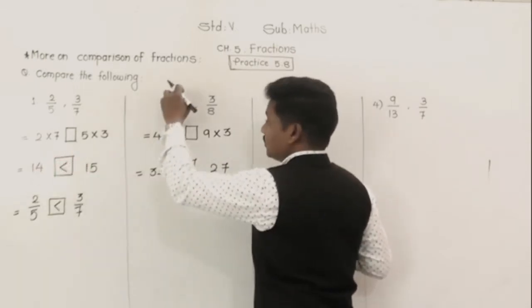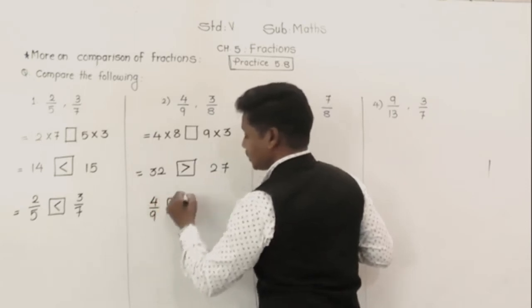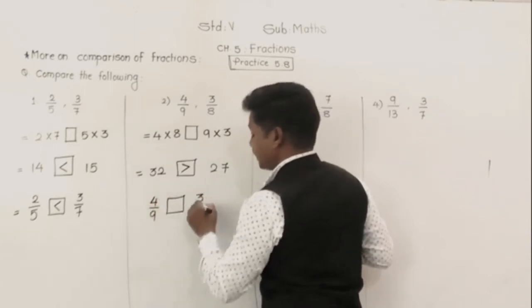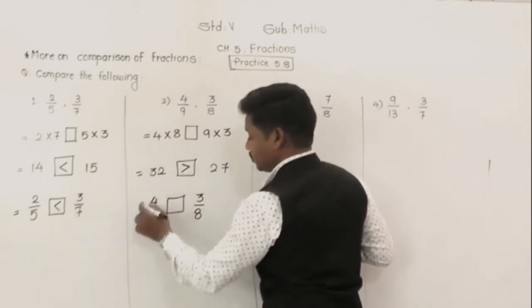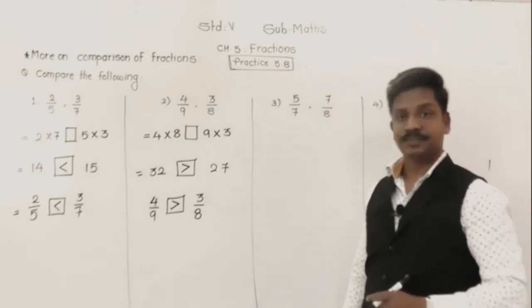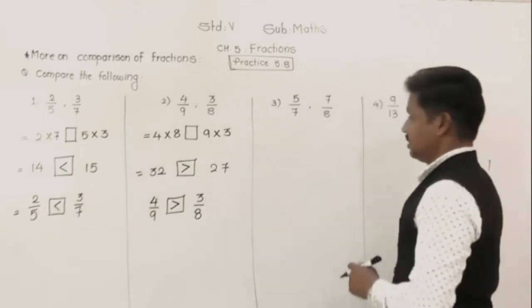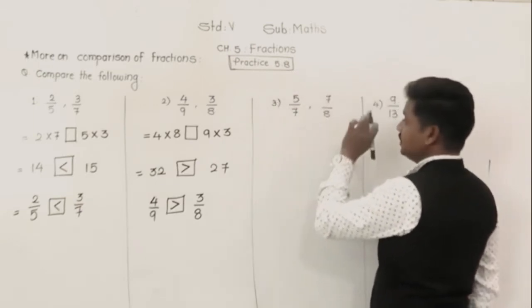Which fraction is on the left side? 4 upon 9, and here 3 by 8. So the left side product is greater, that means the left side fraction is greater. 4 upon 9 is greater than 3 upon 8. Understood? Next, 5 upon 7 and 7 upon 8.